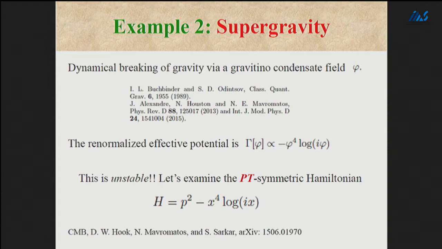Okay, so a brief remark about supergravity. If you read some papers on supergravity, you'll see that the renormalized effective potential, which involves a gravitino-condensate field, has the form of minus phi to the 4, an upside-down potential, which I've talked about before, times log of i phi. And this is PT symmetric. Until we worked on this, I think nobody had looked at logarithmic PT symmetric potentials. This is what the Hamiltonian looks like in the corresponding quantum mechanical theory. So instead of p squared minus x to the 4, it's p squared minus x to the 4 log of ix, which is unstable.